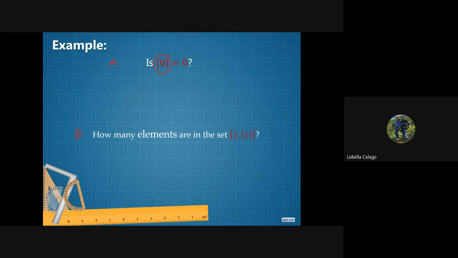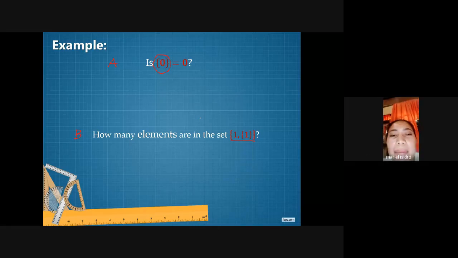So for letter A, is the set {0} equivalent to 0? Your answer is either yes or no. And for letter B, how many elements are in the set? This one. How many elements are there? Just put a number. Is it 1, 2, 3, 4, or 0? Yes? Okay ma'am, 1 minute.